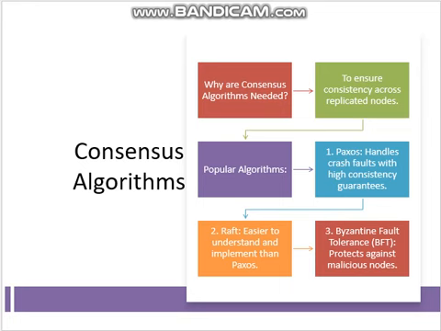The second one is Raft. Raft is simpler than Paxos. It's widely used in systems like etcd and Kubernetes. And the third one is Byzantine fault tolerance. It is used in blockchain to handle malicious nodes. It ensures trust even in untrusted environments.